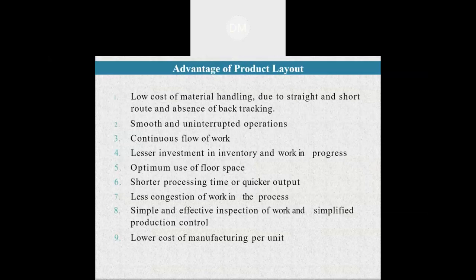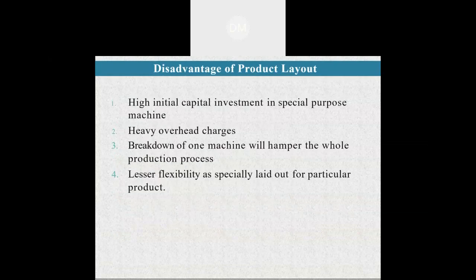So these are some advantages of this layout. So low cost of material handling, then smooth operations, continuous flow of work, lesser investment in the machinery and work in progress, optimum use of floor space, then shorter processing time or quicker output. Okay, so these are the advantages of this layout, and these are some disadvantages. So initial capital investment is high, special purpose machines, heavy overhead charges, breakdown of one machine will hamper the whole production process. Okay, so in this processing line, there is no alternative. That's why the production line is hampered after a breakdown.